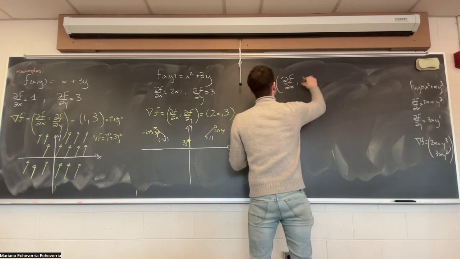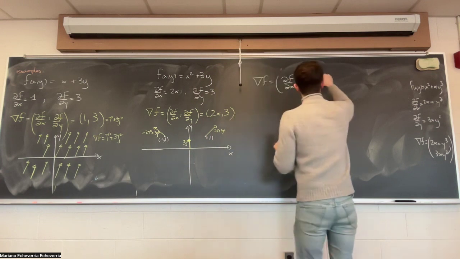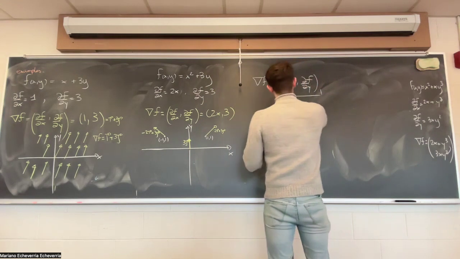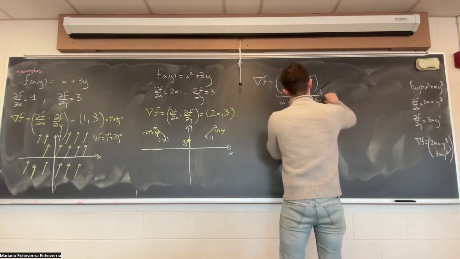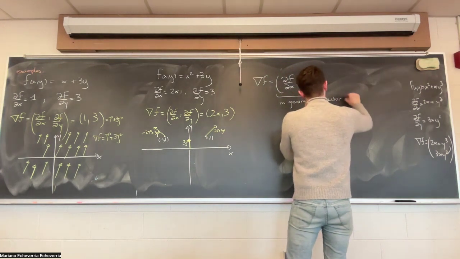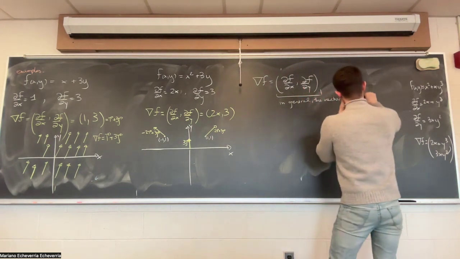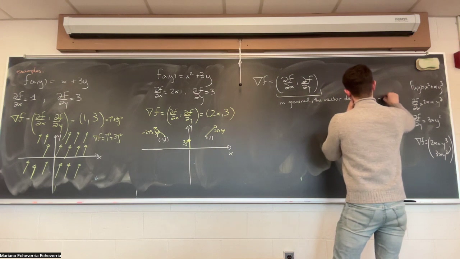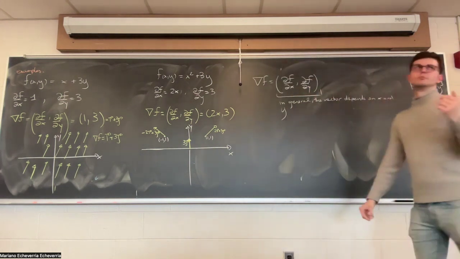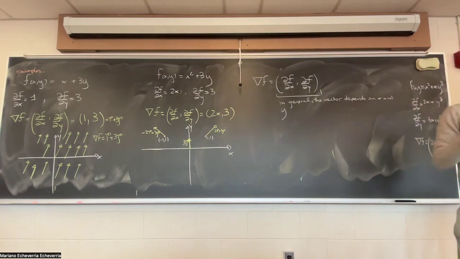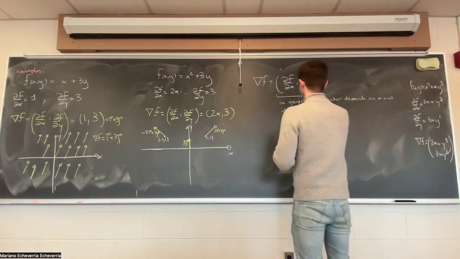So the point is that this vector depends on x and y in general. The vector depends on x and y. So you draw, in general, a different vector at each point of space.